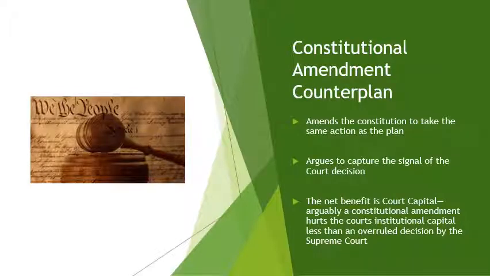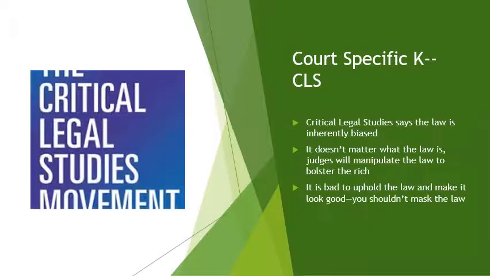The next counterplan is the constitutional amendment counterplan, which would amend the U.S. Constitution to take the same action of the plan. And it would argue to capture the signal of the court decision. And the net benefit is court capital. Arguably, a constitutional amendment hurts the court's institutional capital less than an overruled decision by the Supreme Court. It would be better for the elected branches of government to amend the Constitution than it would be for the Supreme Court to strike out on its own and come up with a new interpretation of the Constitution. So it would be better to have a constitutional amendment.